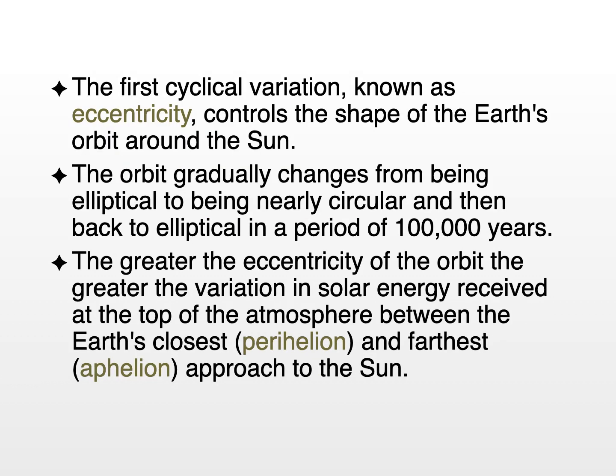So what are some of these cyclical variations? The first one is called eccentricity, and this relates to the shape of the Earth's orbit around the Sun. This shape can vary over a period of 100,000 years, and the orbit of the Earth around the Sun can vary from being nearly circular to elliptical. The greater the eccentricity of the orbit, the greater the variation in solar radiation received between the time when the Earth is the closest, perihelion, or when the Earth is farthest, aphelion.